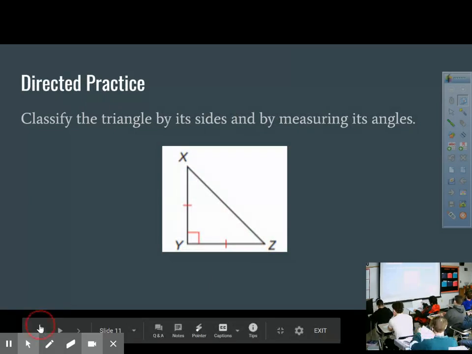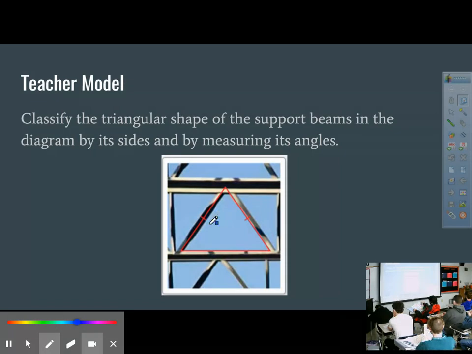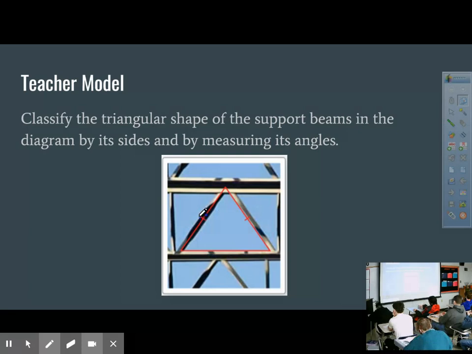Alright, so on your picture, it might be kind of hard to see, but if you highlight it, this side here is marked congruent to this side over here. So if you need to mark those, you can. Like I said, you can see it a little bit better on the board because it's in color, but yours might be a little difficult to see. So by its sides, I look to see how many sides are listed as congruent. Well, 2. So that would be considered isosceles.